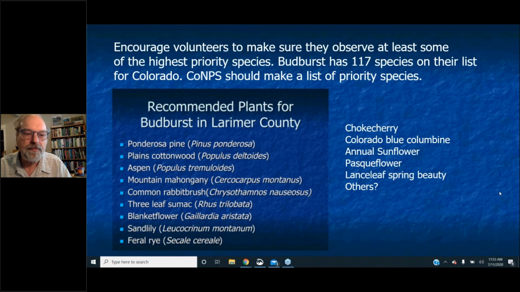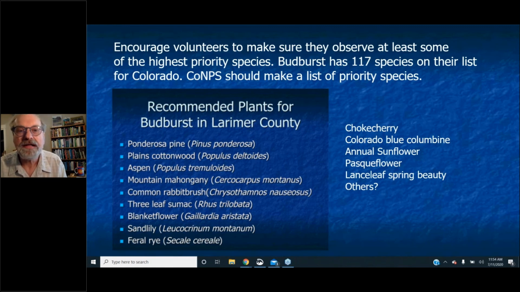You know, ponderosa pine, knowing when the pollen comes out, when the leaves come out, cottonwood, of course, aspen, mountain mahogany, rabbit brush, three-leaf sumac, blanket flower, probably everywhere in Colorado. Sand lily is a very characteristic early spring plant. And then a weird one is feral rye. That's because they've got a lot of old fields, and we've got a lot of rye growing along the trails in the open space. So that's one of our common species.